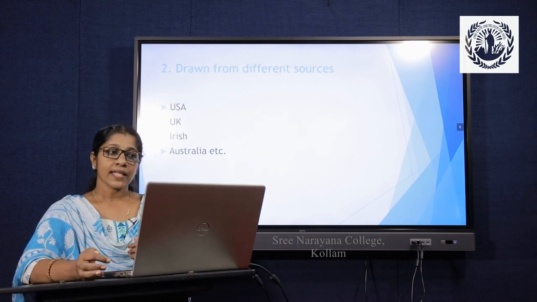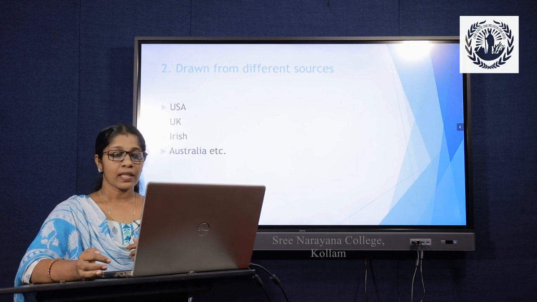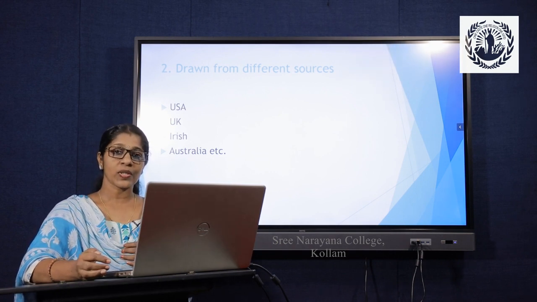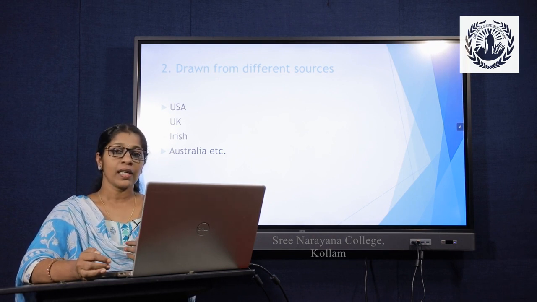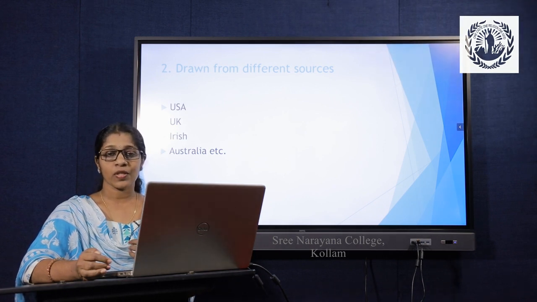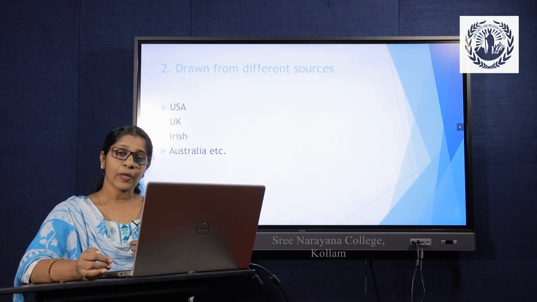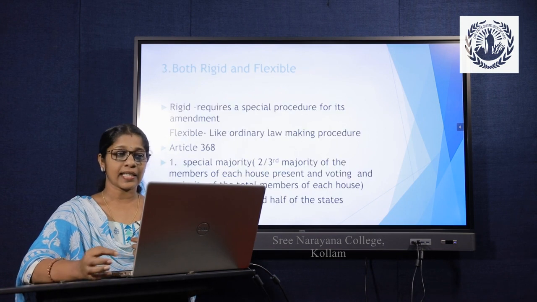And the second feature is drawn from different sources. Our constitution is a borrowed constitution. Many of its features are taken from almost all constitutions of the world. For example, USA, UK, Australia, Canada, South Africa, etc. The fundamental rights are taken from the US Constitution. The parliamentary system of government is taken from the UK Constitution. The DPSP is taken from the Irish Constitution, etc.